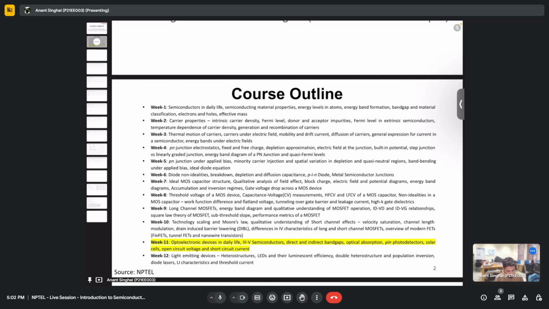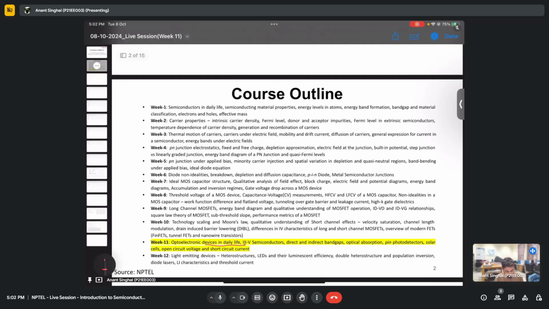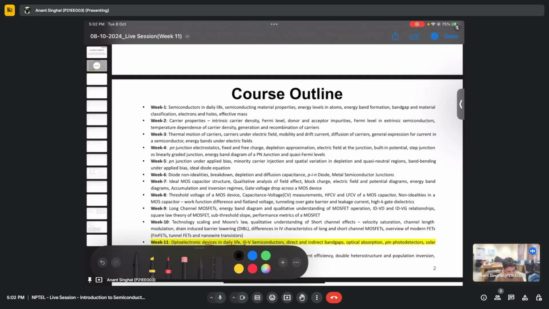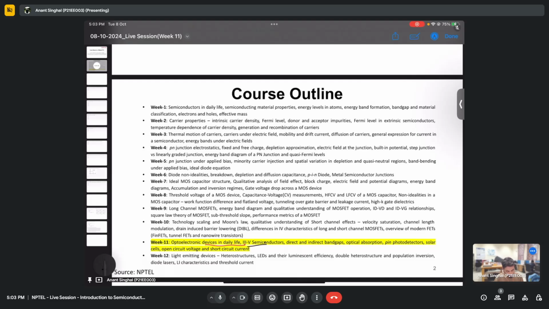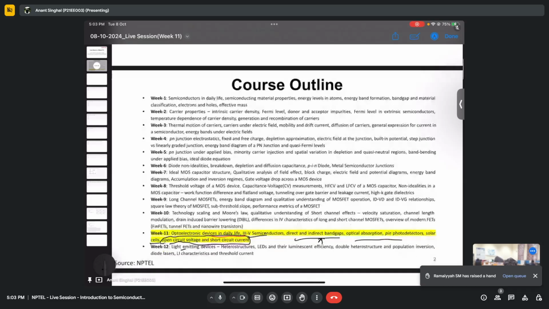Initially I'll be covering what these optoelectronic devices are, why we use III-V semiconductors for these devices, and what direct and indirect band gap is, which you might already know from the initial lectures. Then the phenomenon of optical absorption, what a photodetector is, and what a solar cell is. There is also a concept called open circuit voltage and short circuit current for solar cells, which we'll see, and most of the numericals will be based on this concept only. So enough of the overview of the course.